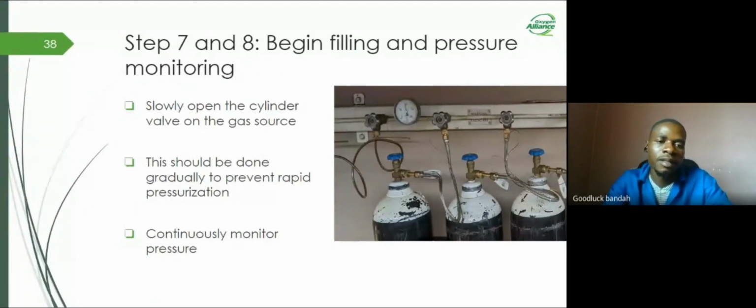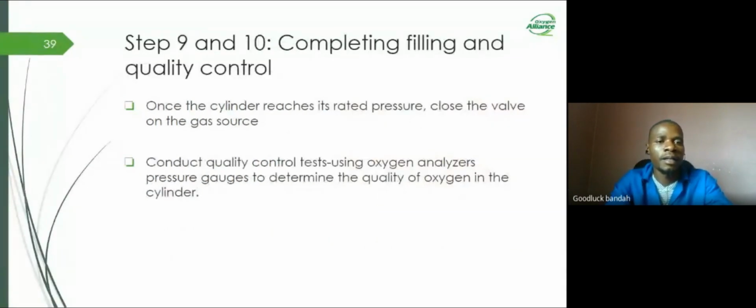And while doing this, you should continuously monitor the pressure on the pressure gauge. This is to make sure that once the rated pressure has been reached, the filling process should be stopped. Let's look at steps 9 and 10. This step involves completing filling and, of course, doing quality control.